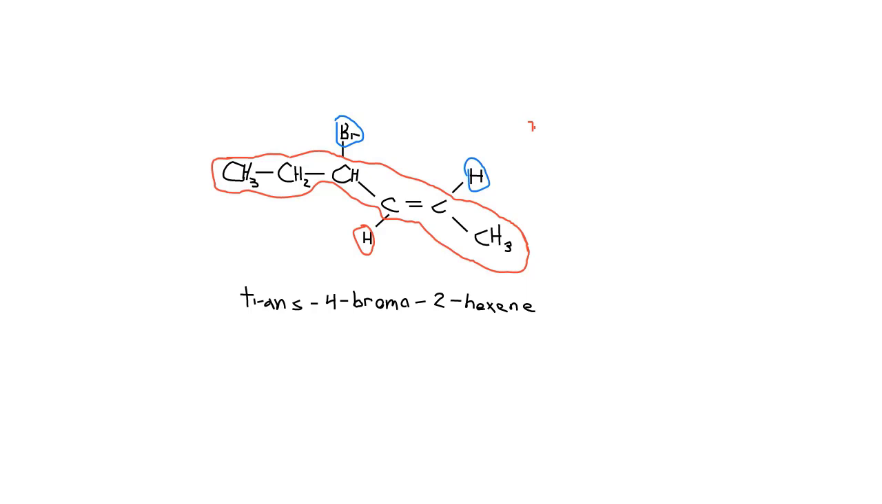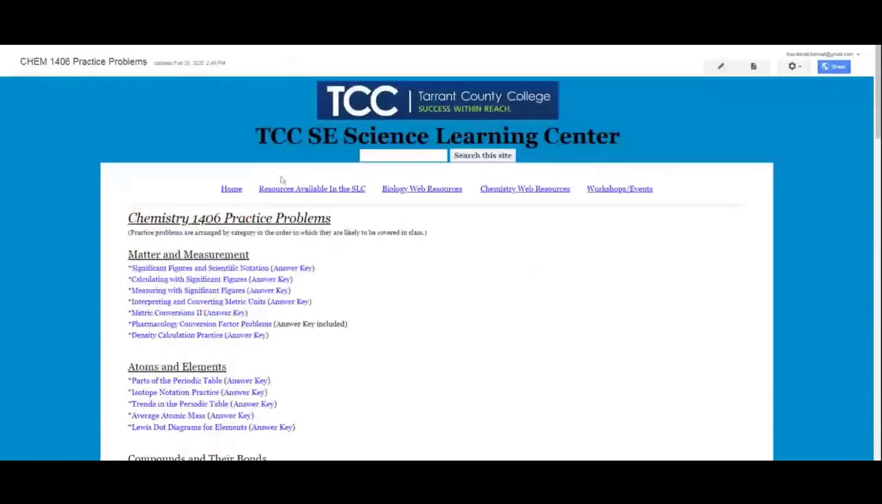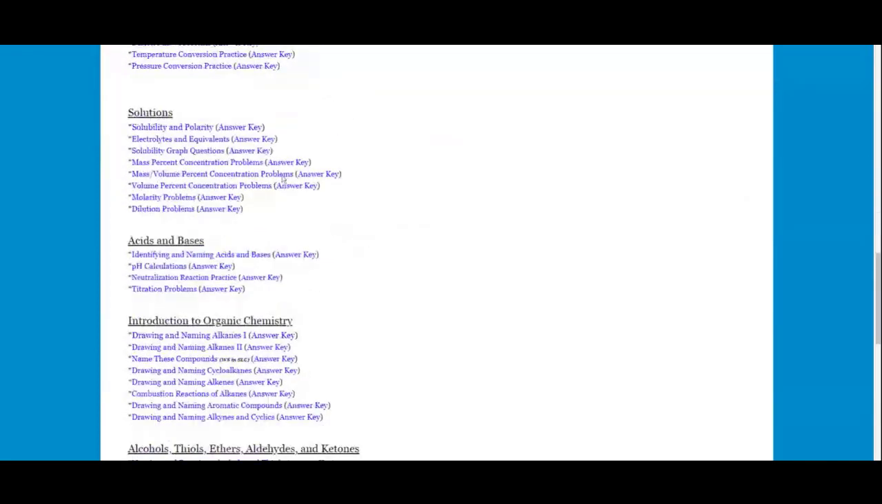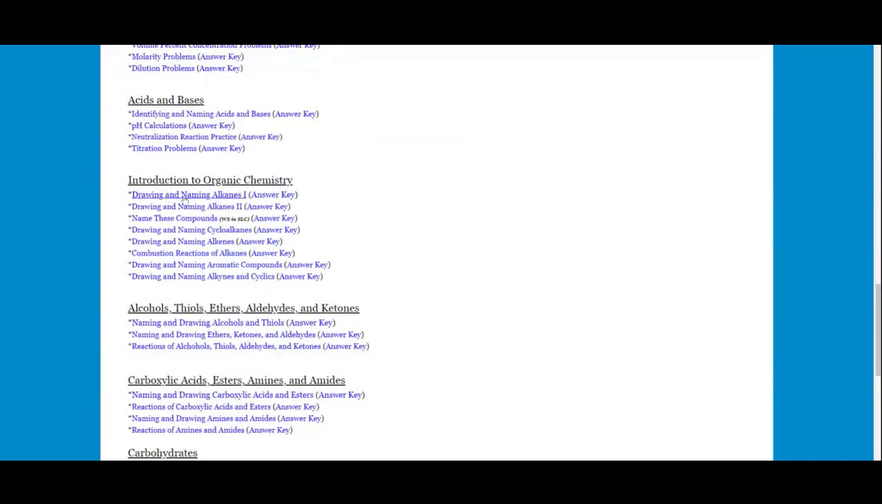Here we go. So on our Science Learning Center website, if you go under 1406 practice problems, I would encourage you to practice some of this a bit more because it does take a while to really get proficient at naming and drawing these compounds. So try drawing and naming alkanes. One, there's an answer key completed with it. There's another one, answer key completed with it. This is the rest of those hard ones that I was doing with you. There's the answer key with that. There's cycloalkanes, drawing and naming that. So there's lots of different things for you to practice here. I would encourage you to go ahead and practice those.